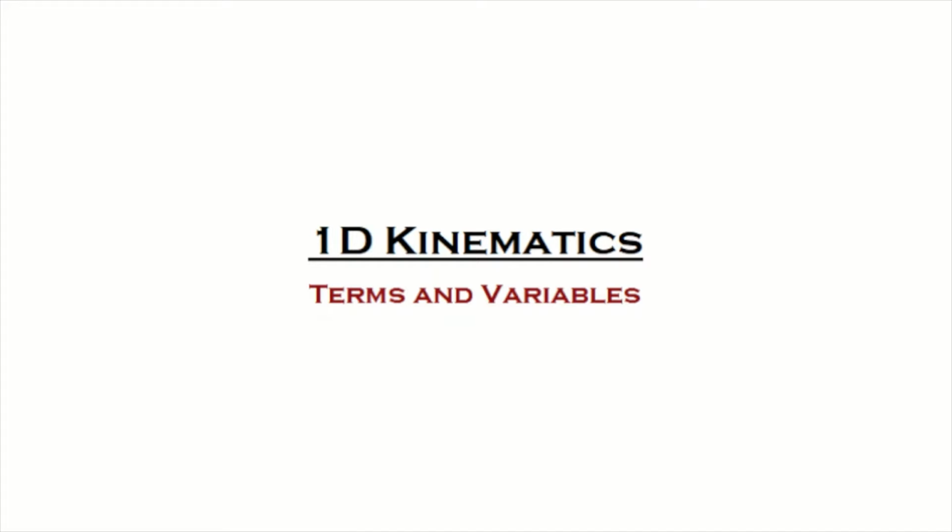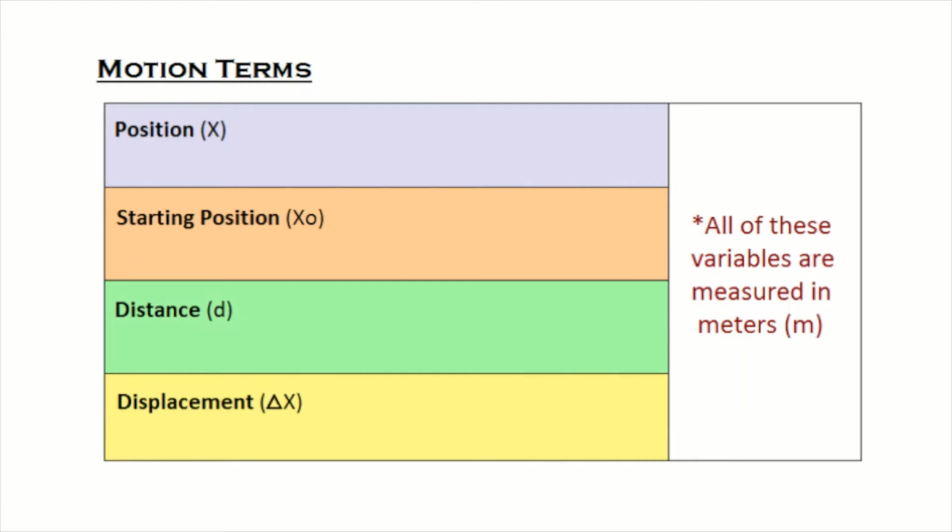In this video, I'm going to focus on the terms and variables associated with kinematics in one dimension. Start with our length measurement terms. There are four of them. They're on your screen. Know that all of them are measured in meters, and if you're started at anything but meters, you'd want to convert back there.